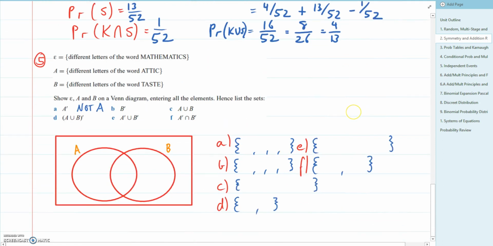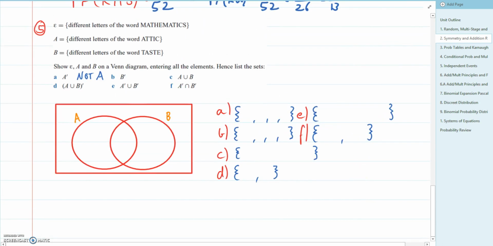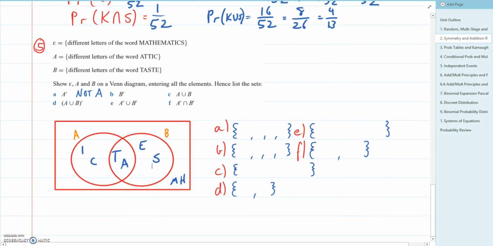This is a good question as well. Not really looking at the addition rule too much here, but trying to select these different letters. So I'll just fill in our Venn diagram because I think you guys can do that pretty quickly. The letters from Attic that are in both taste and mathematics are T and A. So we've got those in the middle there. IC is in Attic and also in mathematics, and ES is in taste and also in mathematics. M and H are the only ones outside of event A or B.